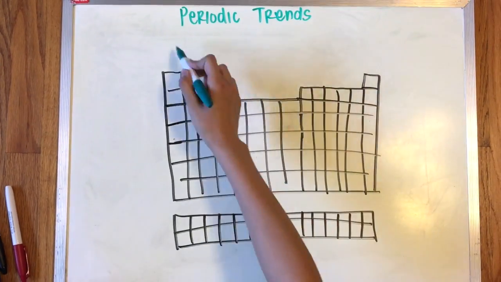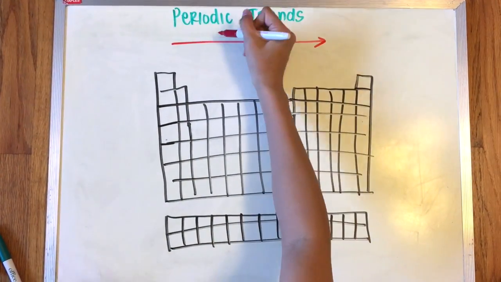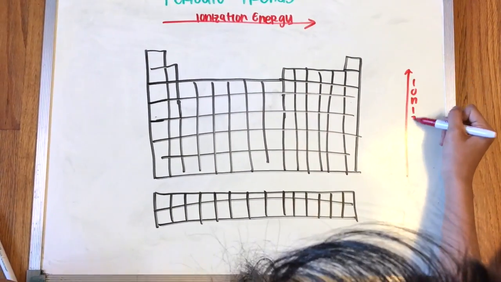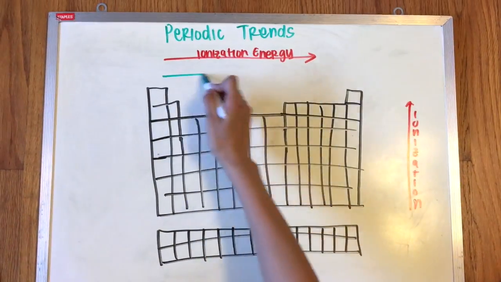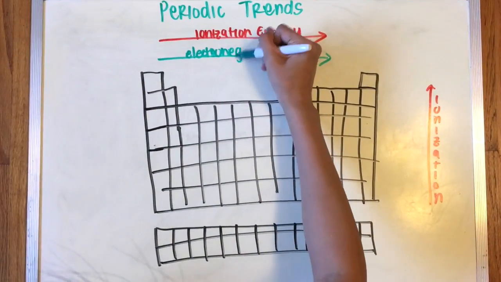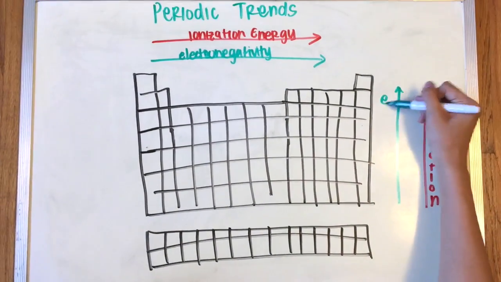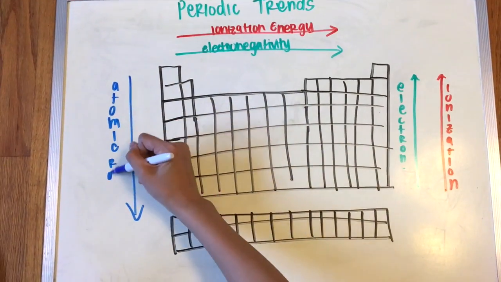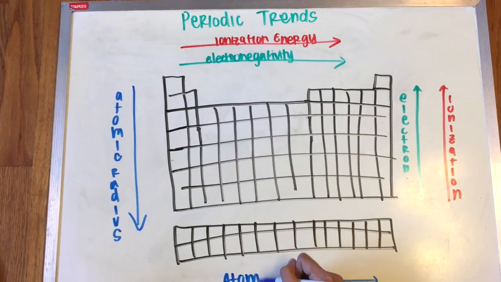Now, back to the periodic table, there are some common trends that you need to know. First of all, ionization energy and electronegativity increase as you go from left to right and from bottom to top in a periodic table. Atomic radii increases from top to bottom and from right to left.